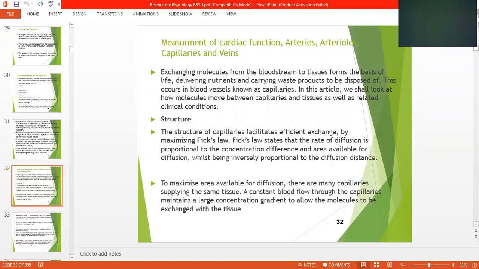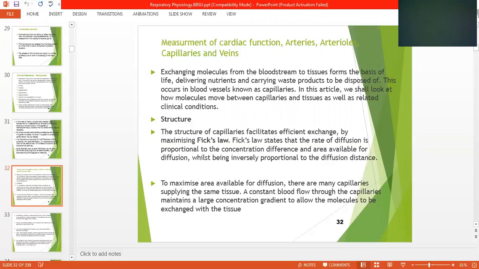We shall look at how molecules move between capillaries and tissue, as well as related clinical conditions. If the flow of blood has some problem reaching the capillaries and venules, then we have to check the clinical condition that the person is suffering from, some disease, maybe hypertension, peripheral resistance in the vessels, arteriosclerosis, atherosclerosis.